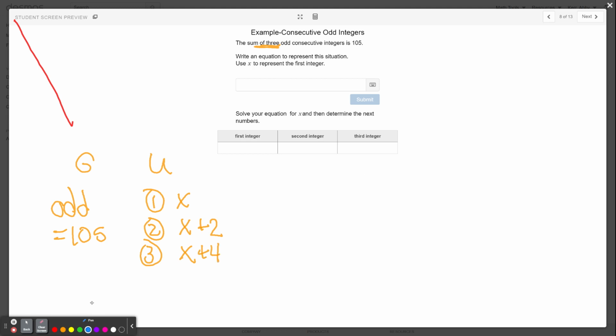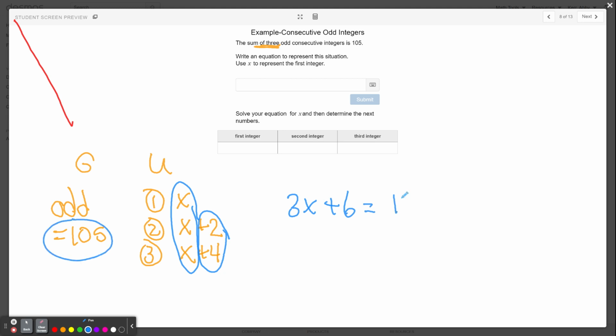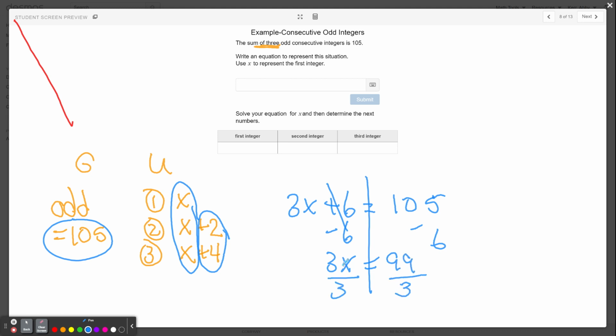Now let's combine like terms. X plus x gets us 3x. A positive 2 plus a positive 4 gets me a positive 6. And then I'm going to put that 105 over here. We are going to minus 6 on both sides because now we have a 2-step. 3x equals 99. Divide by 3. So that means our first integer is going to be 33.